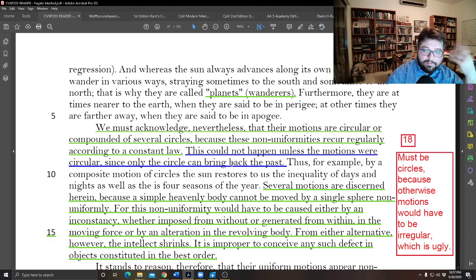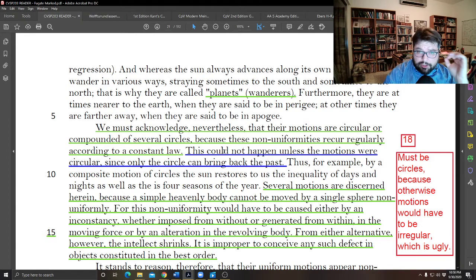But all of that is his kind of background. He says, nevertheless, we must acknowledge that their motions are circular or compounded of several circles, because these non-uniformities recur regularly according to a constant law. This could not happen unless the motions were circular, since only the circular can bring back the past. So the argument here is a basic intuition which all the ancients and medieval writers had, which is that the circle and circular motion is the only motion that perfectly repeats itself.